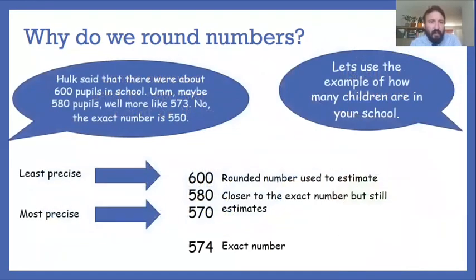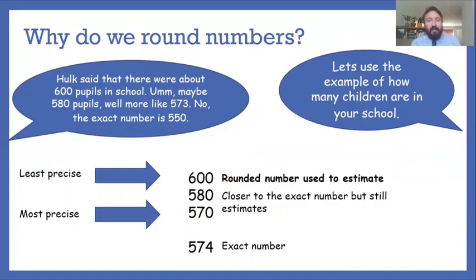Here we go. Why do we round numbers? Now, I've got Hulk's example here, so let's use this. Hulk said that there were about 600 pupils in his school. Maybe 580. Well, more like 573. No, the exact number is 550. He's not exactly sure, and I'm sure he probably said Hulk smash at some point as well. So let's take what Hulk has said. First of all, he said there are 600 pupils in his school. Okay, well, 600 is a rounded number. The exact number is 574.